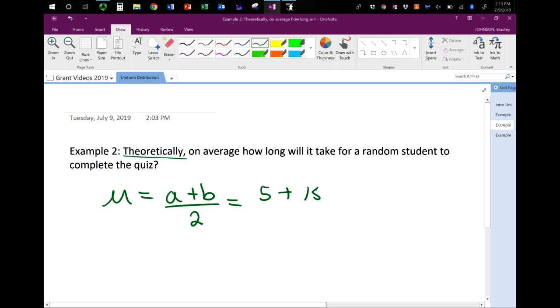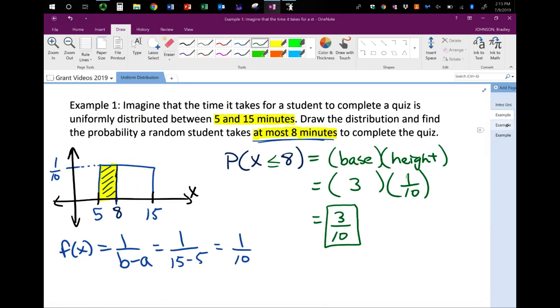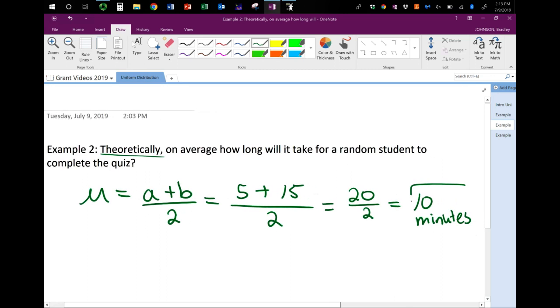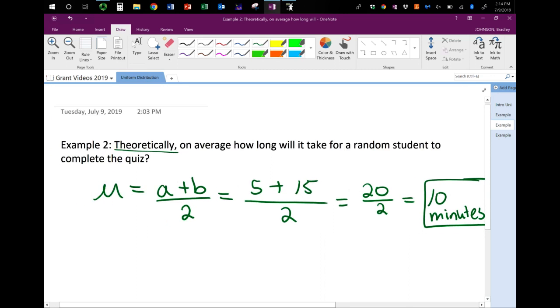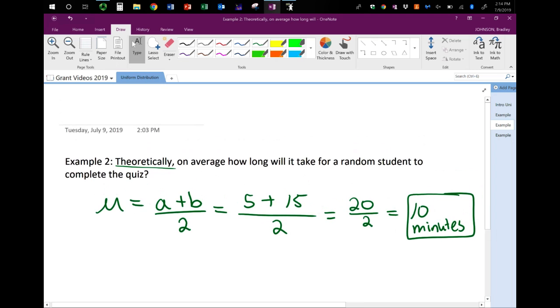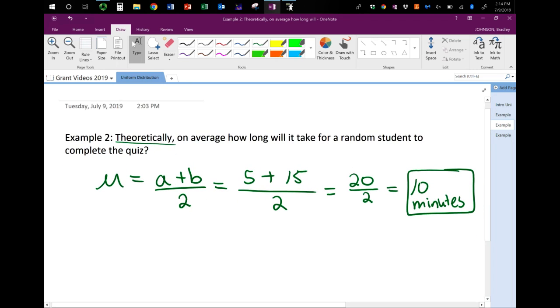And 5 and 15 were our starting points from right here, 5 and 15. And you divide that in half to get right to the center, the midpoint. 5 and 15 add to 20, and then half of 20 is 10. So we have 10 minutes as our solution. You always want to put units with your answer if you know the units. Okay, so that's our average, our mean.